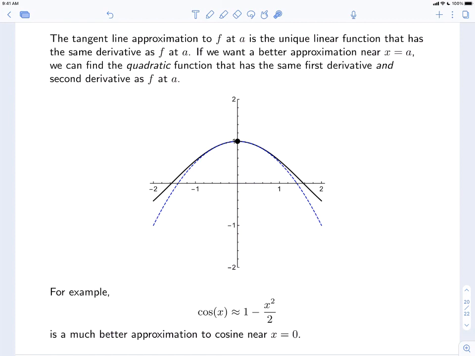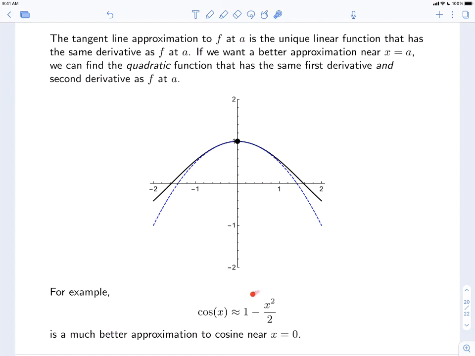The approximation is still only good near to x equals 0 because this is a parabola which opens downward, so it's unbounded going towards negative infinity as you move to the left or the right, whereas cosine of x is always bounded between minus 1 and 1. So it isn't a good approximation everywhere, but it's a good approximation near x equals 0, and it goes out a much further distance than our original linear approximation did.